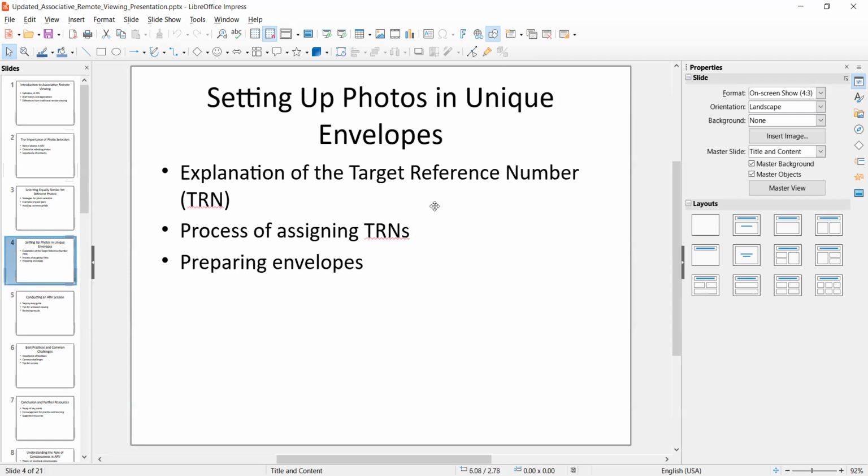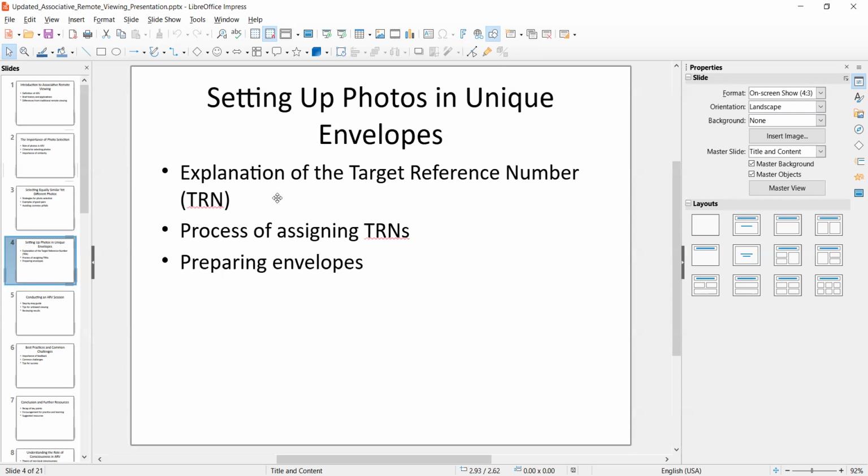Setting up photos in unique envelopes. We use a target reference number that is unique to every ARV queue that we use. You can go to random.org and have it generate ARV TRNs for you. A TRN is just an 8-digit or 10-digit alphanumeric number sequence that is bisected by a forward slash, maybe it's a backslash, I don't know, one of the slashes. It has brackets around it.